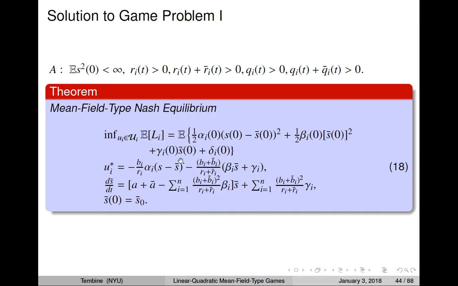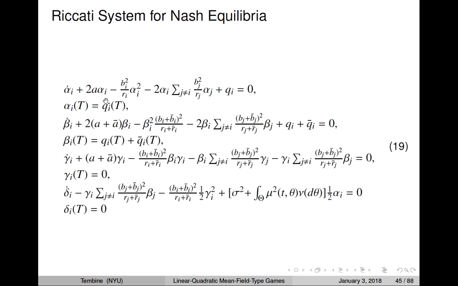And to obtain these results, we don't need that many things. We need to assume that the initial state distribution is square integrable. The coefficients are positive, as I said. So this assumption in particular is much weaker than the assumption that says that all the coefficients here have to be positive. So this is an improvement of the assumption compared to the literature. And the coefficients of a Riccati system of equations, with the jump term involved in it for delta, and the rest are these coupling feedback Nash solutions.